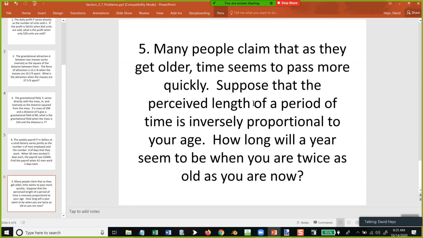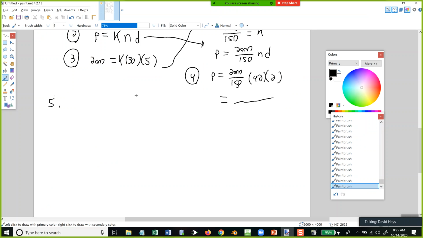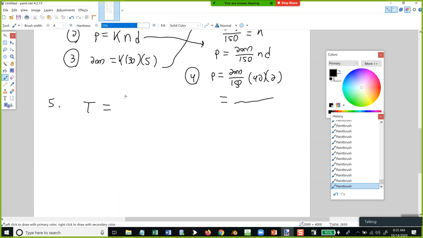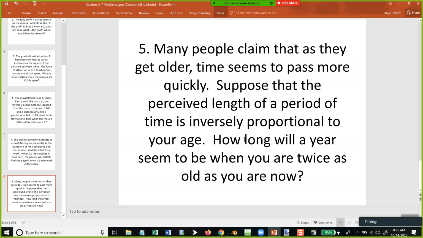It says, suppose that the perceived length of a period of time is inversely proportional to your age. So T for time equals K over A for age. That's the setup they give us. It says, how long will a year seem to be when you're twice as old as you are now?